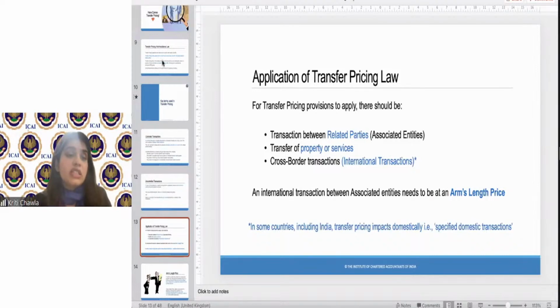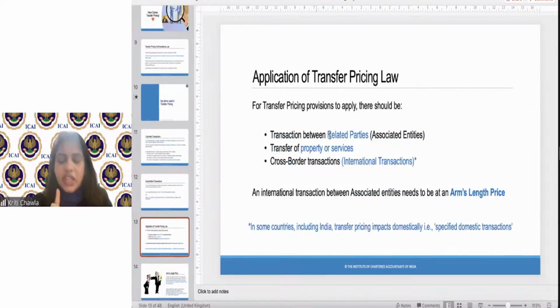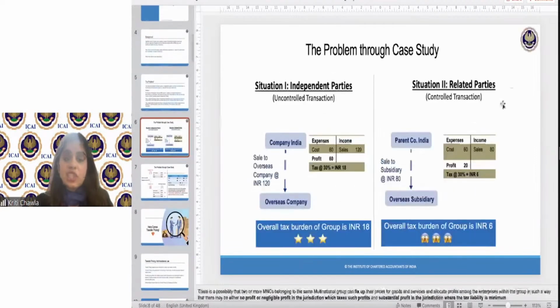So if you read through the definition, which is provided by the UN transfer pricing guidelines, it says that there should be a transaction between related parties, as in two entities should be related to each other. We also call them associated entities. So if you look at this particular situation, transfer pricing will apply in situation 2, and that is because this is a situation of related parties.